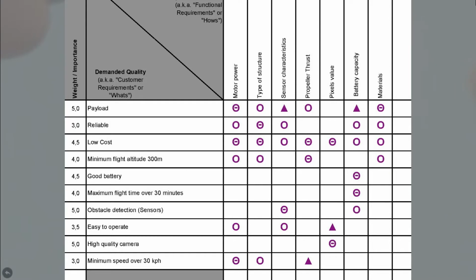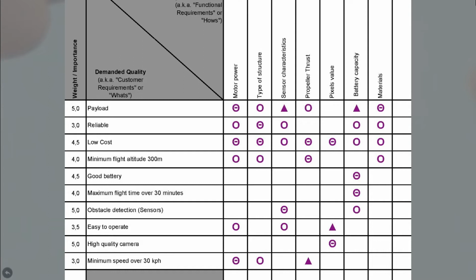We also found out that by comparing the different product design requirements and customer requirements, we can find relationships between them. For example, comparing motor power to payload, we find a strong relationship between these two items, and likewise reliability and structure, pixels and camera, flight time and battery capacity.